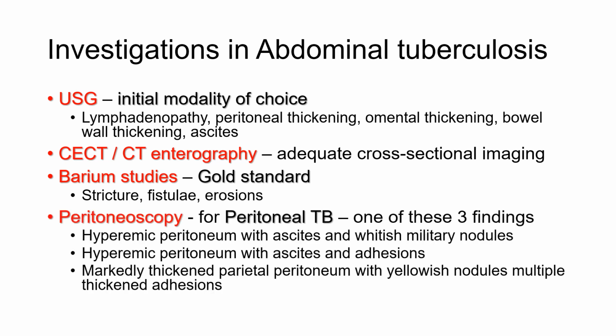And peritoneoscopy can be performed for peritoneal tuberculosis, in which one of these three findings will be there. First possible finding is hyperemic peritoneum with ascites with white miliary nodules. Second finding is hyperemic peritoneum with ascites and adhesions. Third thing is markedly thickened parietal peritoneum with yellowish nodules and multiple thickened adhesions. That can be seen in peritoneoscopy.